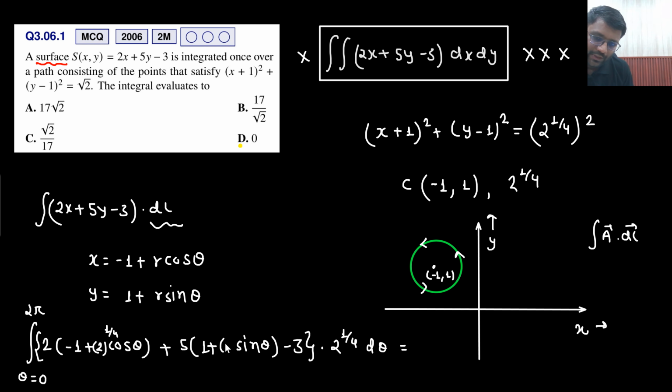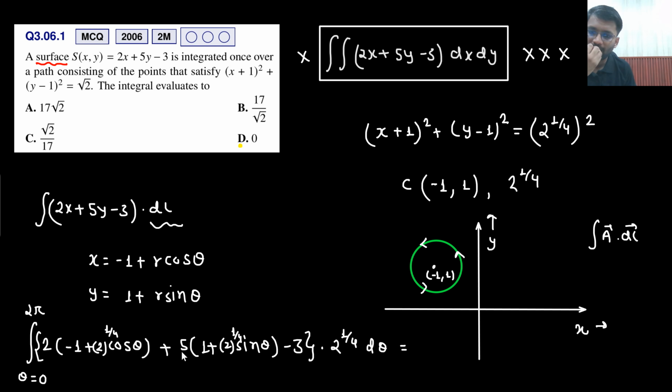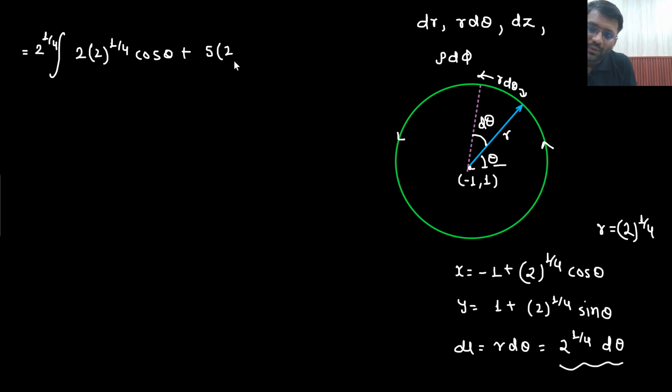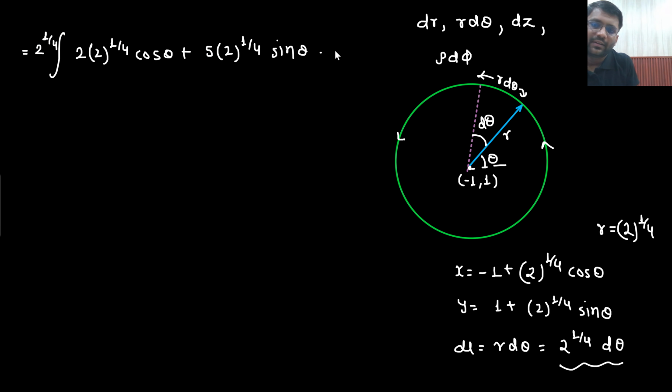Are you able to understand this point? Because the value of r, when I am moving on the line, is constant, 2 to the power 1 by 4. So 2 into 2 to the power 1 by 4 for 2r cos theta, plus 5r sin theta, 5 into 2 to the power 1 by 4 sin theta. 2 to the power 1 by 4 is already outside, dθ. You are integrating from theta equals 0 to 2 pi. Let me know what will be the integration of this.